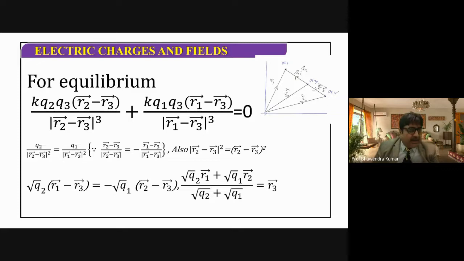Q3. First, I am considering Q3, not anything else. But in the question it's written that the equilibrium is for the entire system. Now we had to find two things: Q3 and R3. Just now we have found only R3, because Q3 is cancelled.